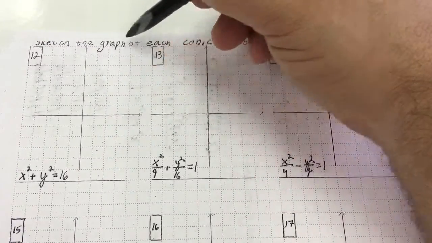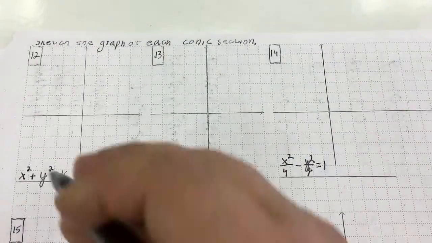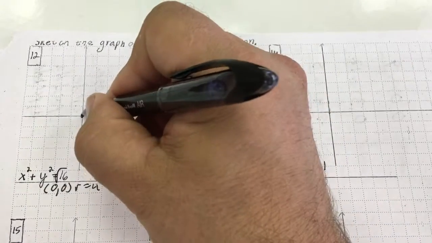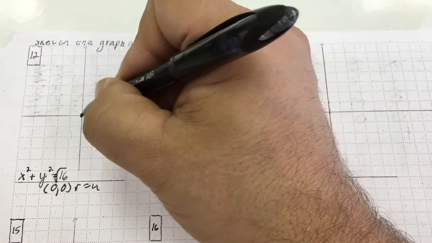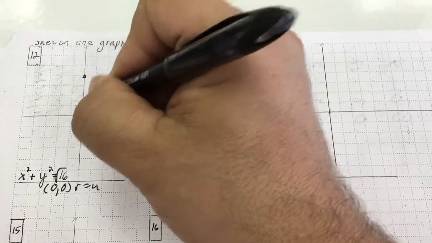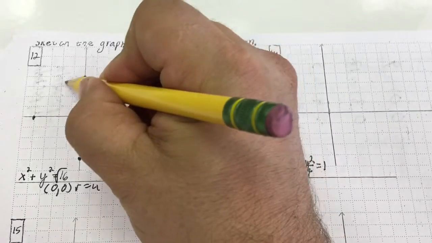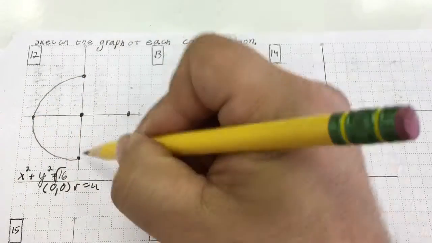I want to sketch the graph of each conic section that I have here. The center's at 0, 0, and the radius is the square root of 16, which is 4. So I'm going to place the center at the origin, and then I'm going to go out 1, 2, 3, 4, up 1, 2, 3, 4, left 1, 2, 3, 4, down 1, 2, 3, 4, and try to connect those dots as best as I can to make it an acceptable circle.